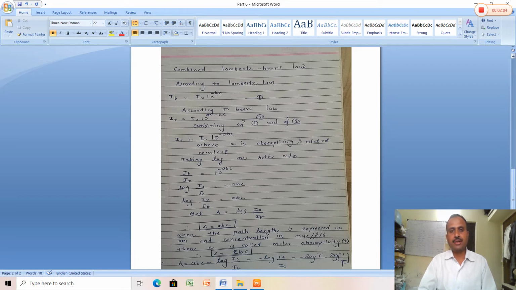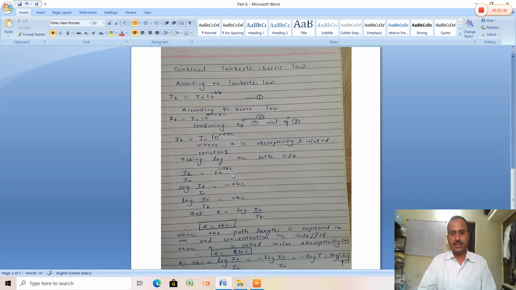And the combining statement is that the absorbance of the solution is directly proportional to concentration and thickness or path length of the sample solution. Now combining equation 1 and equation 2, we can write It is equal to I0 10 raised to minus abc. Here k is replaced by small a, where a is absorptivity and it is a constant. Taking log on both sides, It upon I0 is equal to 10 raised to minus abc. So log of It upon I0 is equal to minus abc.